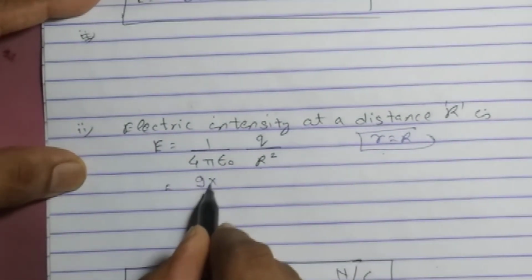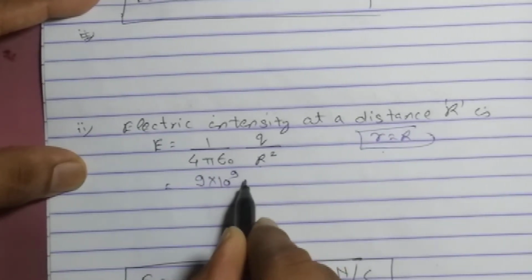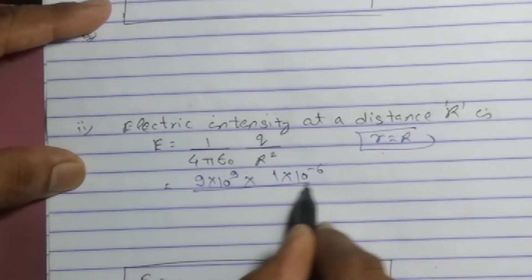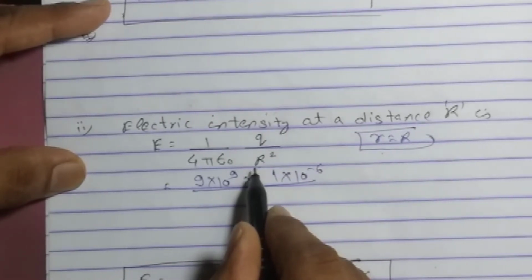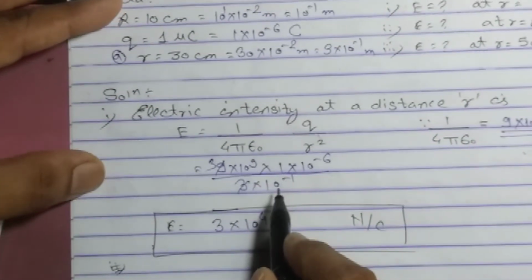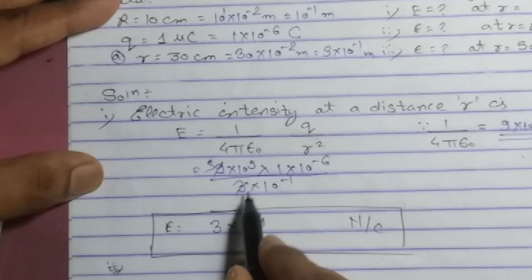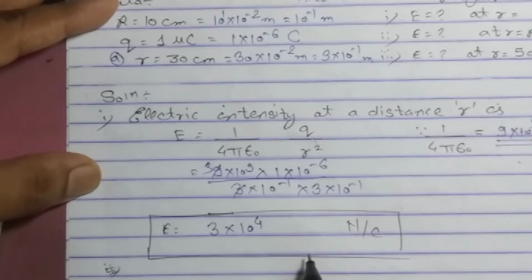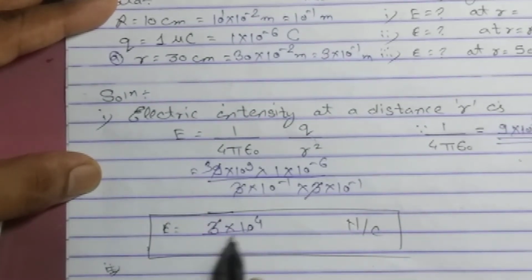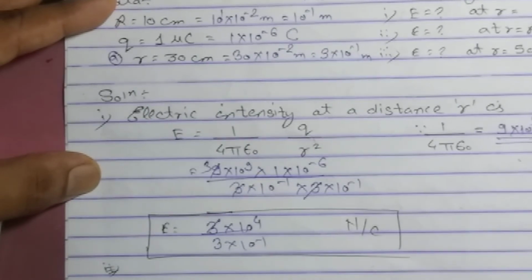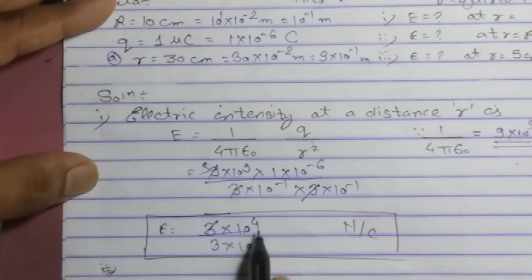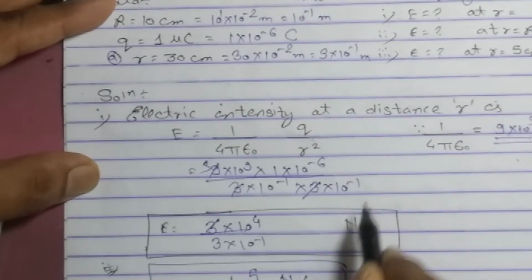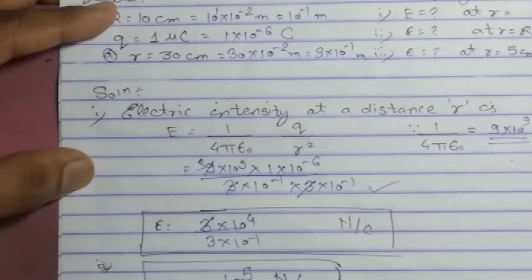So 1 upon 4 pi epsilon naught, the value is 9 into 10 raised to 9. What is the value of Q, students? 1 into 10 raised to minus 6. What is capital R over here? Students, a little mistake I have done. Here R square is there. So I have to write 10 raised to minus 1 one more time. Here 3 3s are 9, so 9 and 9 get cancelled. So what is the final answer of electric field? Minus 1 will come in the numerator and become plus 1. So 10 raised to 5 Newton per Coulomb. Here I have to take R twice, R into R.